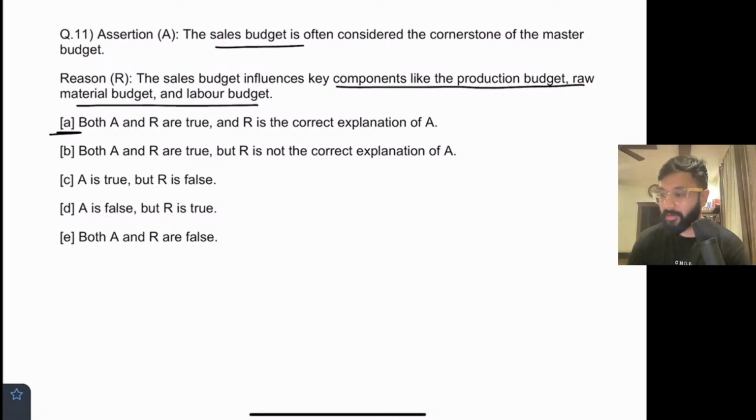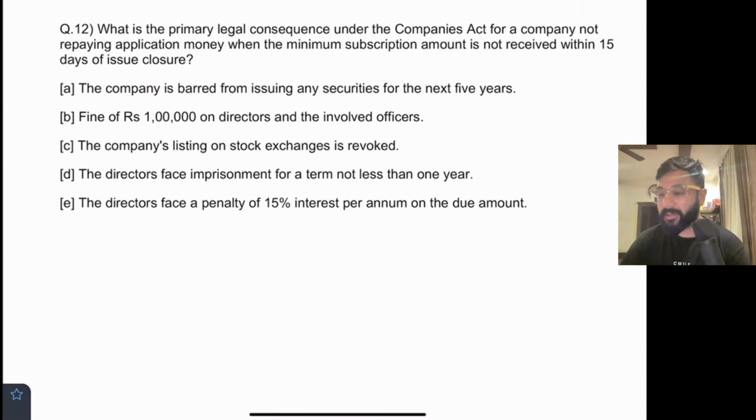Sales budget is the most important part of master budget, number one, and sales budget influences various components जैसे कि प्रोडक्शन कितना करना है, रॉ मटेरियल कितना खरीदना है, लेबर कितनी हायर करनी है, कितनी नहीं करनी. ऑल ऑफ दोज आर अफेक्टेड बाय द सेल्स बजट ऑल्सो. कि आप सेल्स कितनी करना चाह रहे हो एंड व्हाट इज योर प्रेजेंट सेल नंबर.